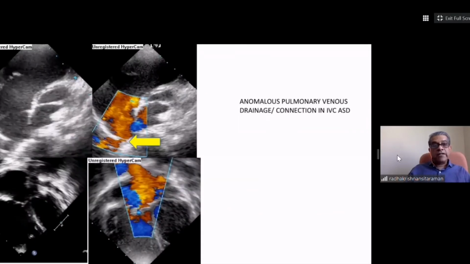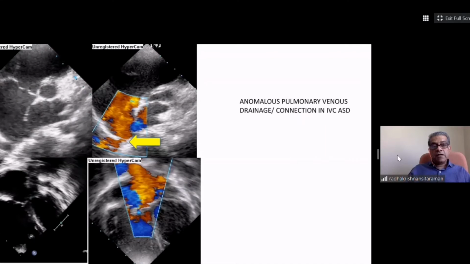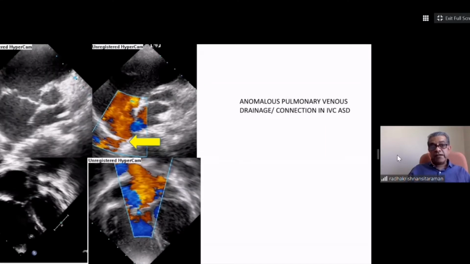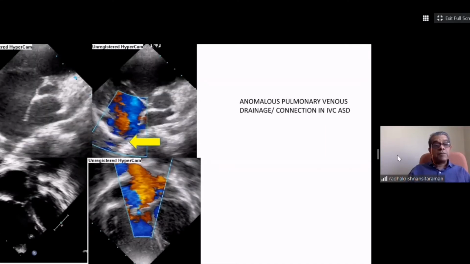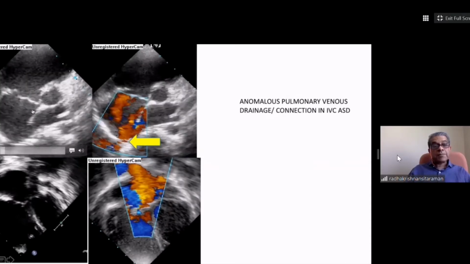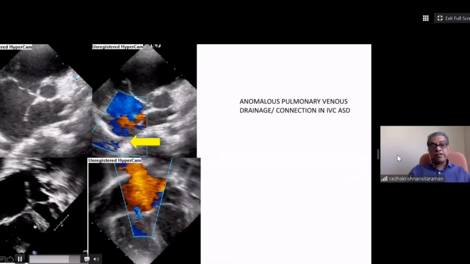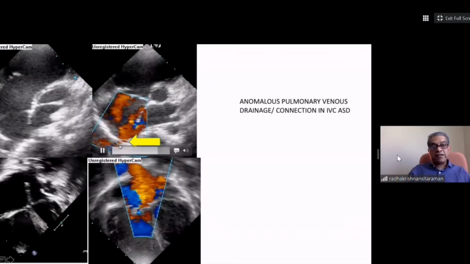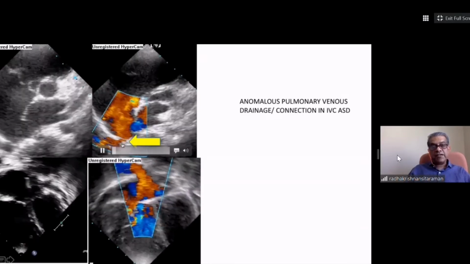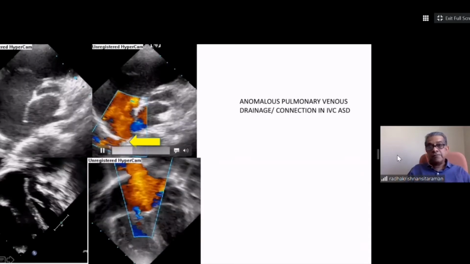Now, regarding the PAPVC, it's a difficult thing to diagnose an IVC type of defect, but these are a series of 4 pictures in the parasternal short axis view and the apical four-chamber view, where you clearly see that the pulmonary vein, typically the right lower pulmonary vein, is actually the defect.